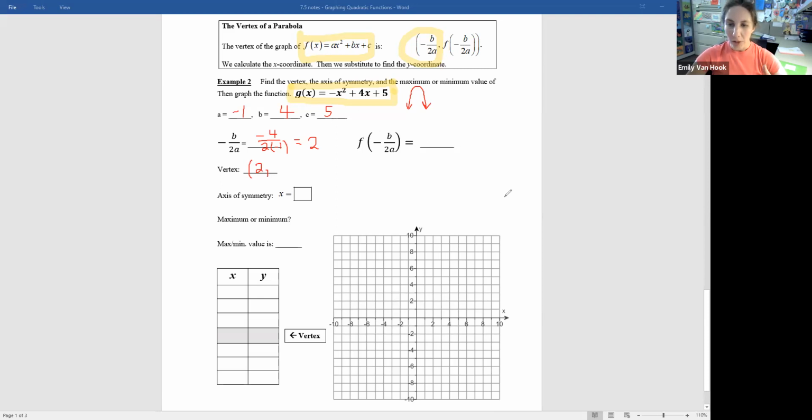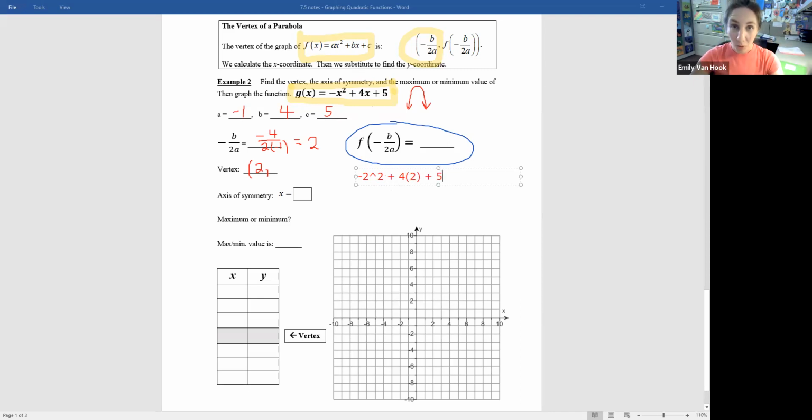Now, to find the y-coordinate, we need to plug in. So see how this is definitely more work. We're now finding f of 2. So I'm going to plug 2 in for x. All right, I'm going to type it rather than write it. Okay, so let's see, negative 2 squared plus 4 times 2 plus 5.